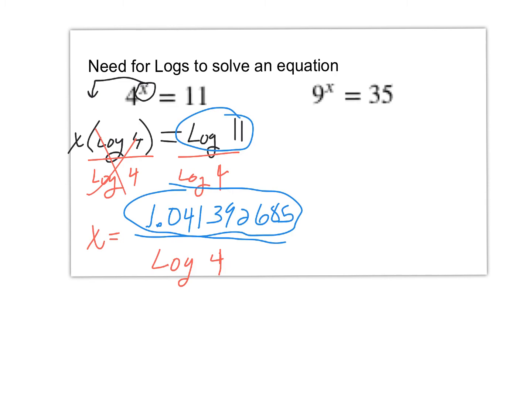And divide by log 4. So we take this answer, we're going to divide by log 4 and hit equals again. So x is equal to, I get 1.72975.